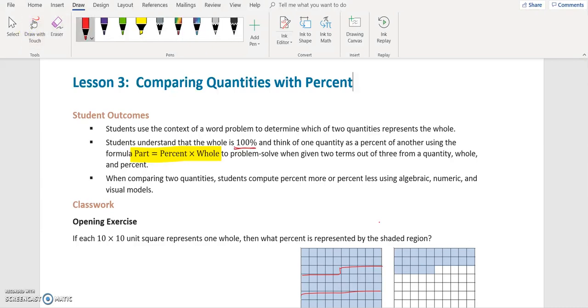So our whole is 100%. And think of one quantity as a percent of another. So we're going to be using this formula. Part is equal to percent times whole to problem solve when given two terms out of the three from a quantity, whole, and percent. So we're given two of them and we have to solve for the unknown. When comparing two quantities, students compute percent more or percent less using algebraic, numeric, and visual models.